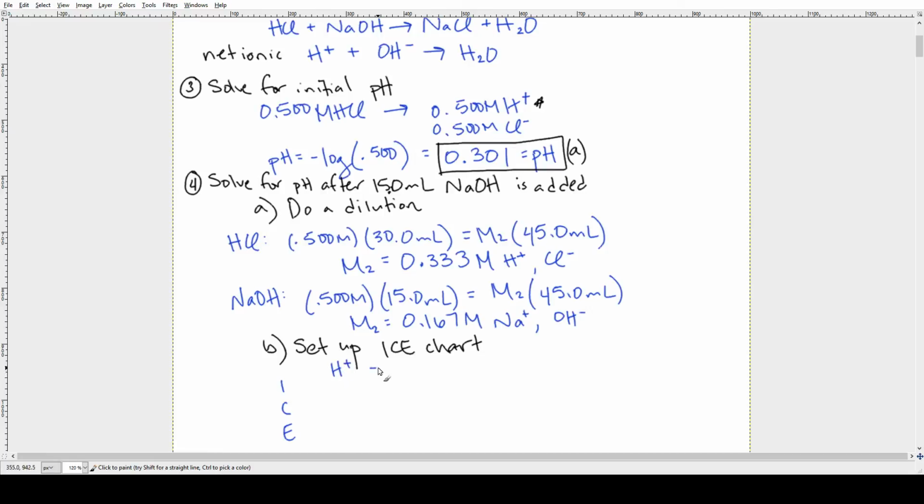H plus OH minus H2O. You could put the whole thing in there, not net ionic, but if you did that, you'd end up with really boring numbers, more work than you need. Okay, so I know from my dilution how much hydrogen I have. I know how much hydroxide I have. And I know that I don't include water because it's a liquid.